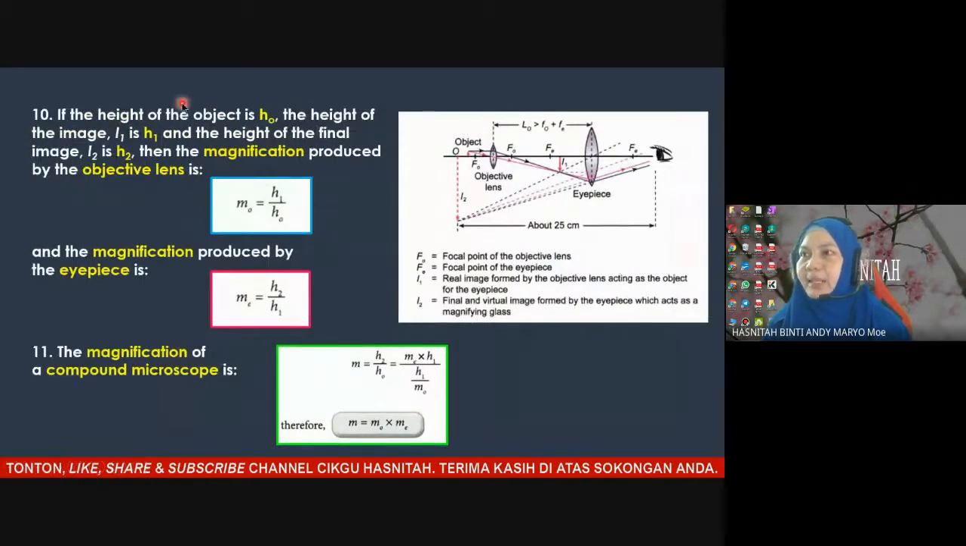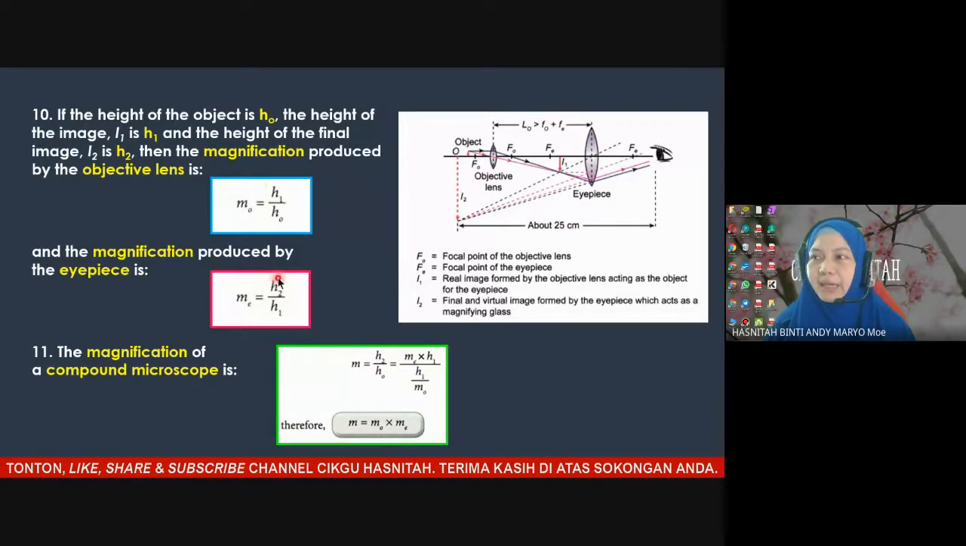Then this is another part of the microscope, the magnification. We learned about magnification before with this formula: magnification is height of image divided by height of object. This is the magnification for the objective lens, MO, height of the image divided by height of the object. And this is the magnification for the eyepiece, ME.